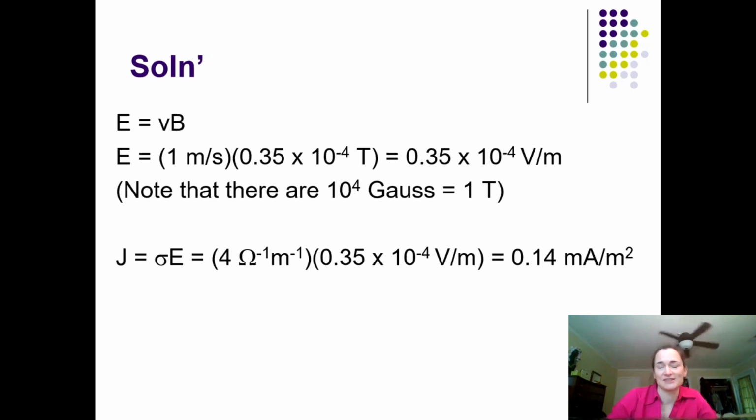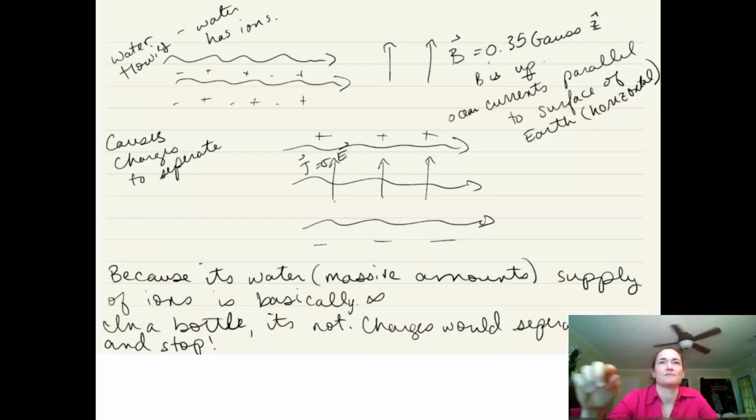So we found it. But now the follow-up question, let's think about that for just a second. The follow-up question said, if you had a bottle of seawater instead, and you carried it through the Earth's magnetic field at that speed, would you still have that current? Okay? Well, the answer is no.